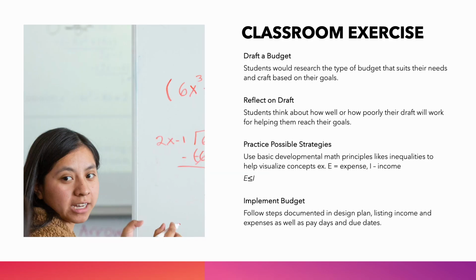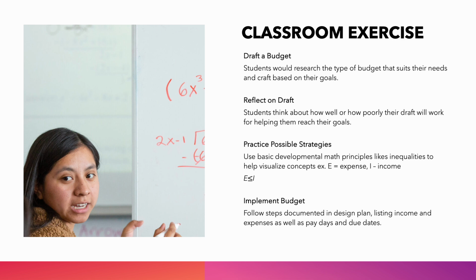So the classroom exercise to demonstrate the Kolb learning cycle will go something like this. First, students will draft a budget. They will research the type of budget that suits their needs and craft a budget based on those goals. So whether those goals are to save money, pay off debt, or to make a special purchase, the student would determine which budget they need and craft accordingly. Next, they will reflect on the draft, and they would think about how well or how poorly the draft will work for helping them reach their goals.